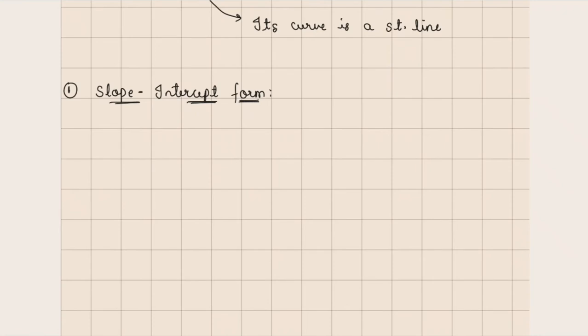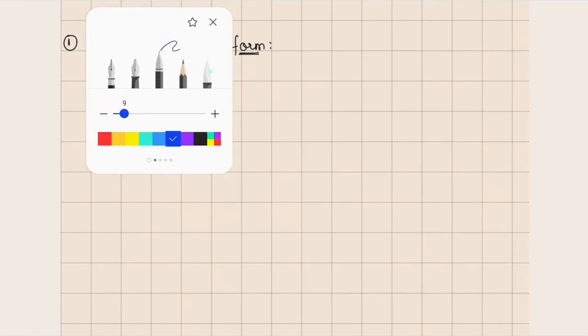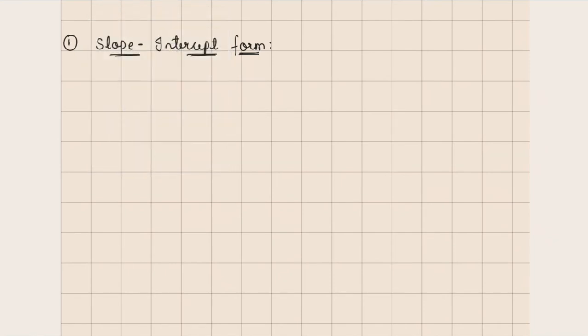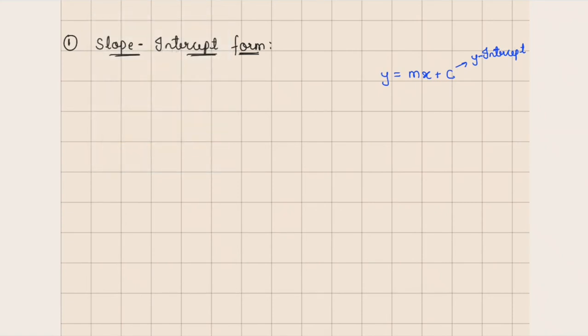Similarly, for a 2-point form, we need 2 points. We can take any 2 points because there are infinite points on a line. So we can take any 2 points. Then the reduced forms will be many. So we are reducing it to a slope intercept form. We know that slope intercept form looks like y equal to mx plus c, where c is y-intercept. So now we will reduce it to the slope intercept form.